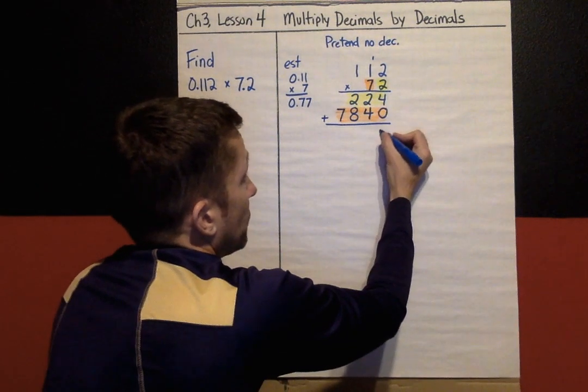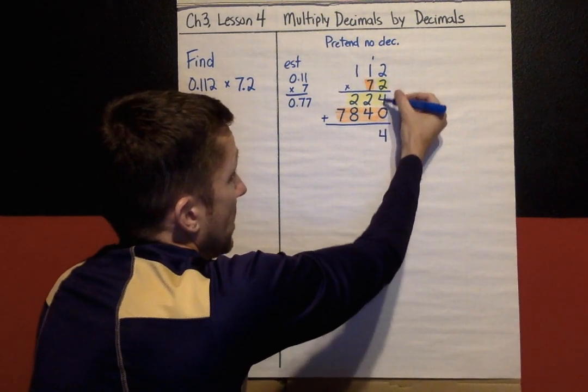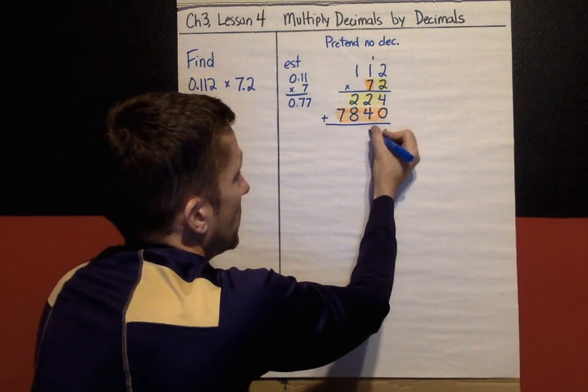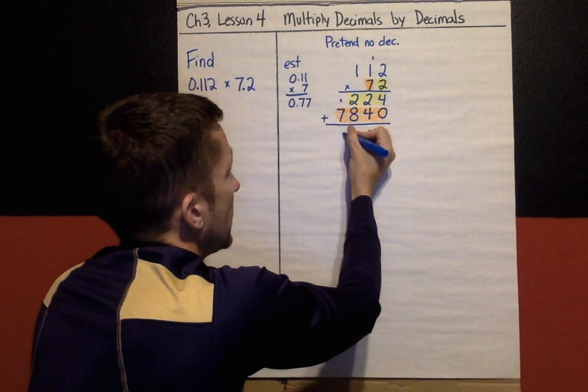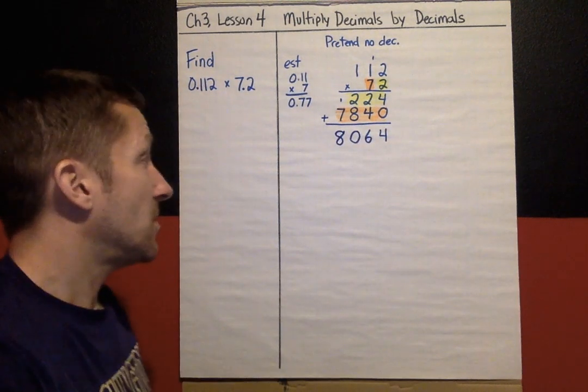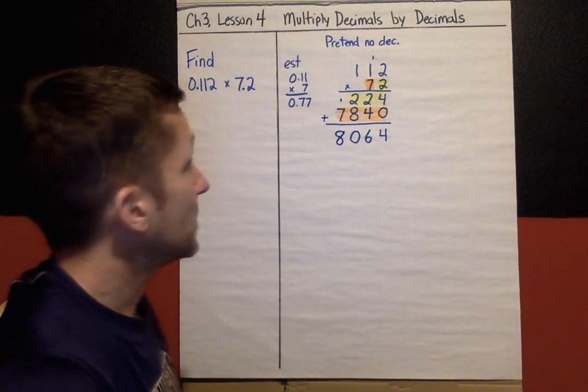Now I add, just like normal, straight down. 4 and 0 is 4, 2 and 4 is 6, 2 and 8 is 10, carry the 1, and I get 8064.